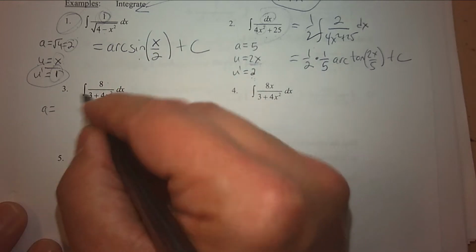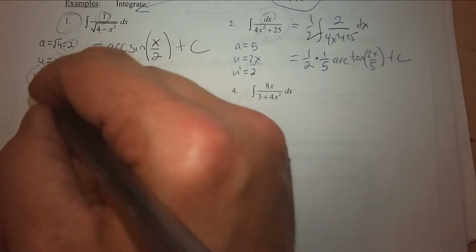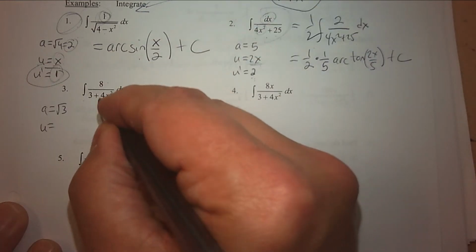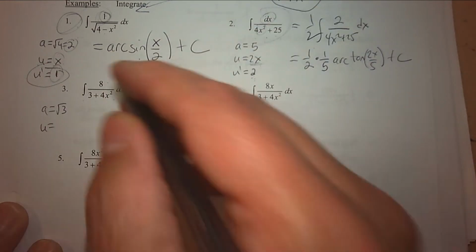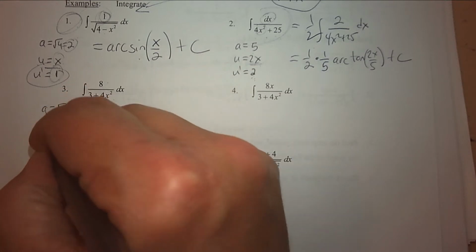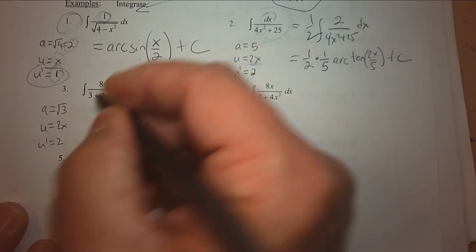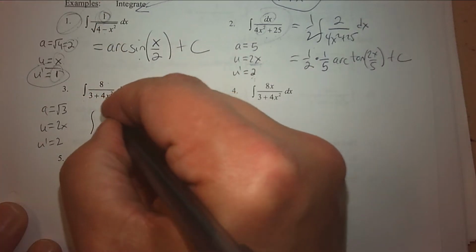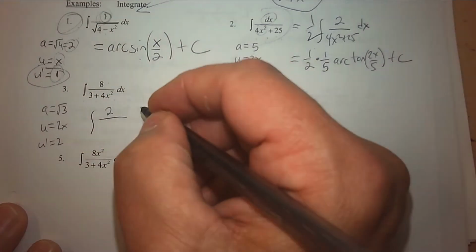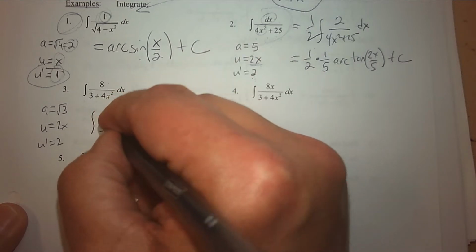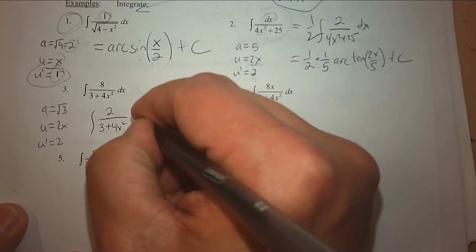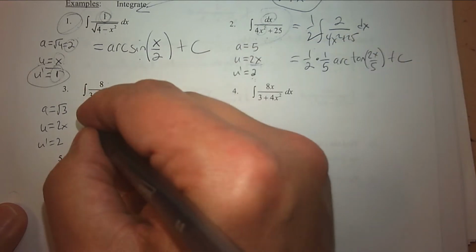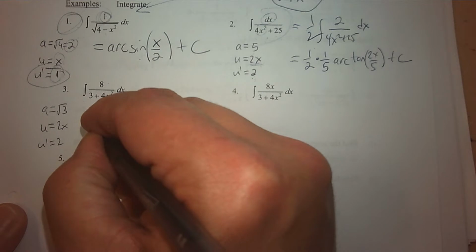That's the square root of what? 3. U is the square root of 4x squared, 2x. U prime, 2. Now, I am going to write it correctly. If it was correct, 2 would be in the numerator. The rest I'm going to write as I see it. How do I make them equivalent? What number do I need in front?